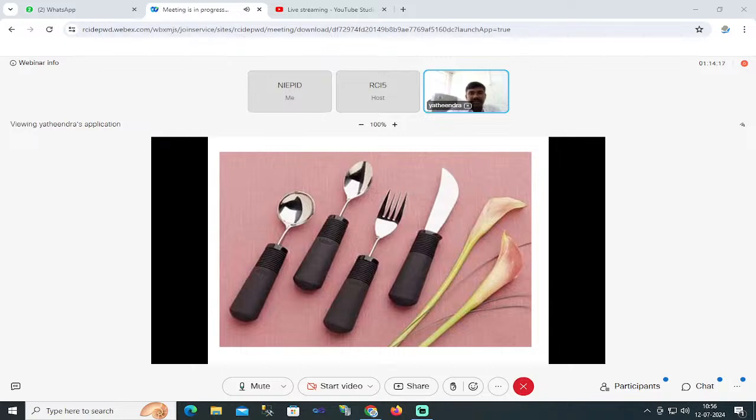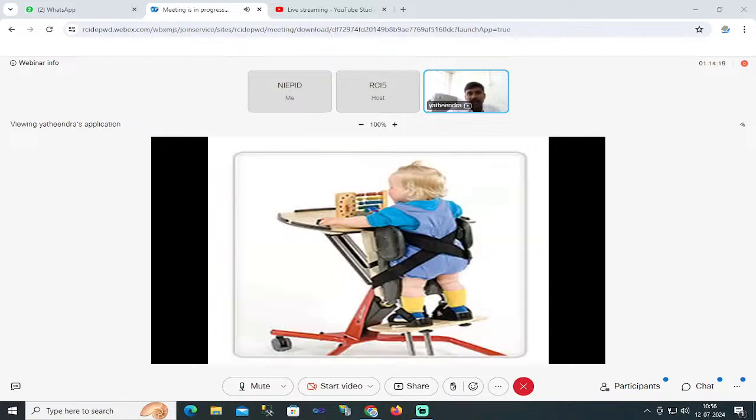We can use other techniques also, and this is a modification of equipment. This is a standing frame commonly used in CP, where we can encourage trunk control and trunk stability so that upper limb activity can be encouraged and equal weight bearing can be taken.